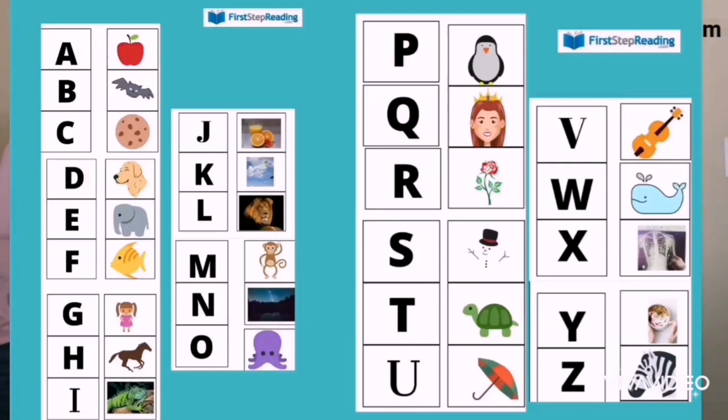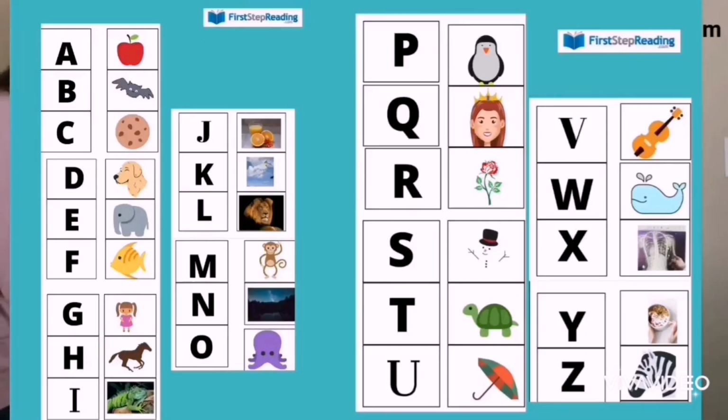The letters have sounds, have sounds, have sounds. Sing them now with me. The A says ah. The B says b. The C says k. Like apple, bat, and cookie.